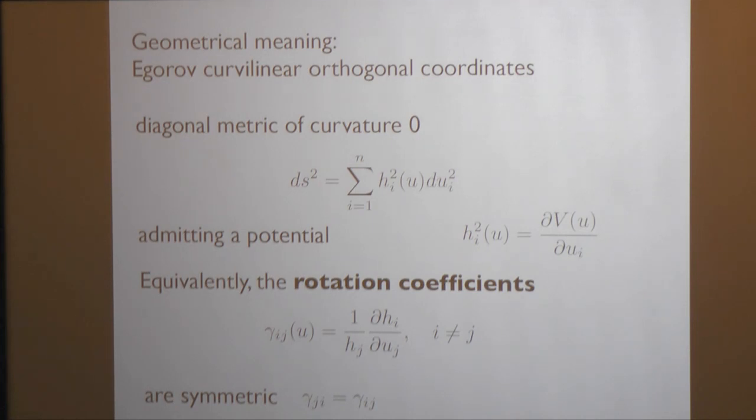Equivalently, this condition exactly means the symmetry of the so-called rotation coefficients. So this is the definition of rotation coefficients. So this matrix must be symmetric. That's it. Then if you spell out the equations for vanishing of the Riemann curvature tensor of such a diagonal metric, you arrive at the Darboux-Yegorov equation on the previous slide.